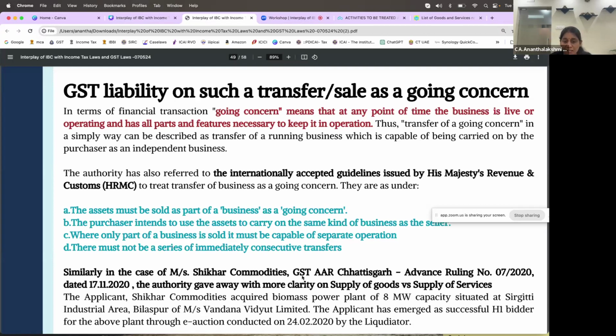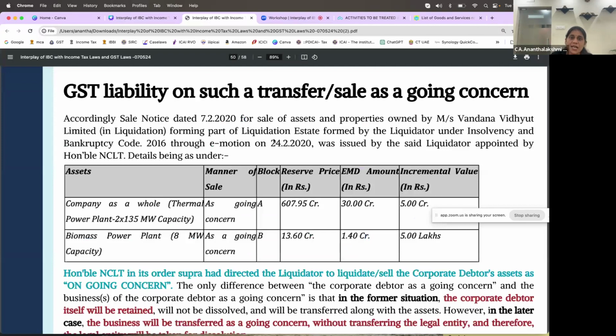In this case, the advance ruling of Chhattisgarh, the liquidator has given an e-auction. In that e-auction, he has given two things. One is the company as a whole, you take up the entire company. Else, the biomass plant alone. That is, two categories are there. Now the question arises whether the sale of the biomass plant is considered as a going concern or not.